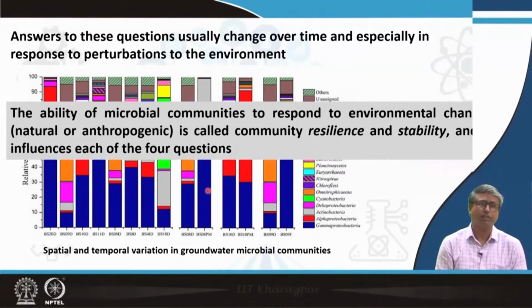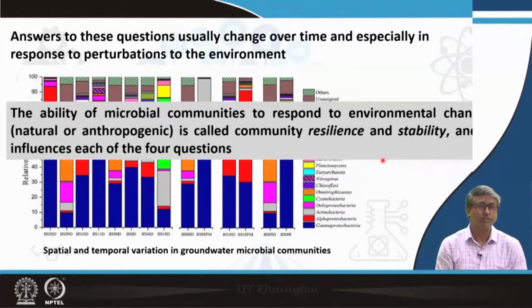Now, the ability of a microbial community to respond to environmental change, whether natural or anthropogenic, is called community resilience: how it is responding. And then there is community stability. A stable community will remain nearly insensitive, so it will maintain its structure. The answer to question number 1 will be almost always similar for a particular sample, a particular community, if it is sampled over a period of time, only if the community is very stable.